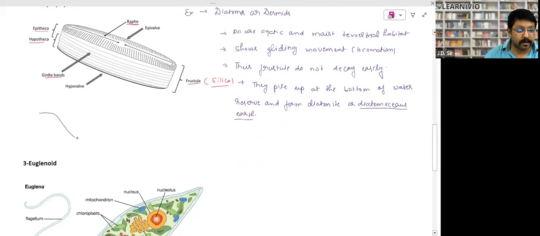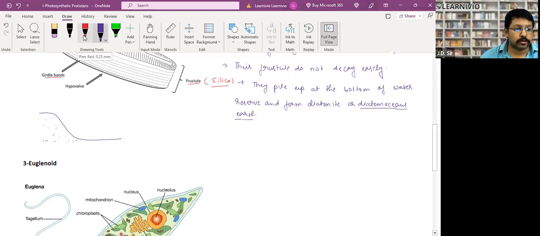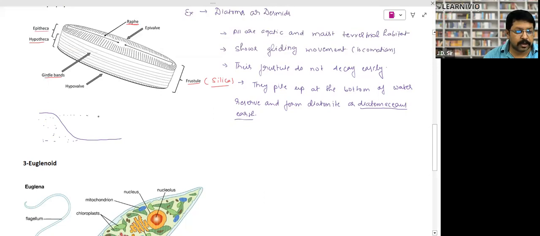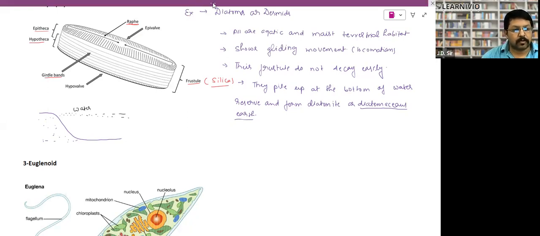Suppose that this is the floor of water. Just try to understand. This is the ocean floor, right? And water is there. Suppose that this is the layer of water. Right? It is water. What is happening?